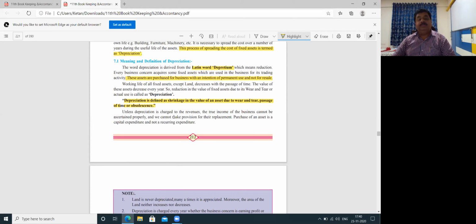Now, unless depreciation is charged to the revenues, the true income of the business cannot be ascertained properly, and we cannot make provision for the replacement. Purchase of an asset is capital expenditure and not a recurring expenditure. Very, very important. Okay, some students are making mistakes here. I am telling you the difference between the capital expenditure and the recurring or revenue expenditure. Listen to me very, very carefully.